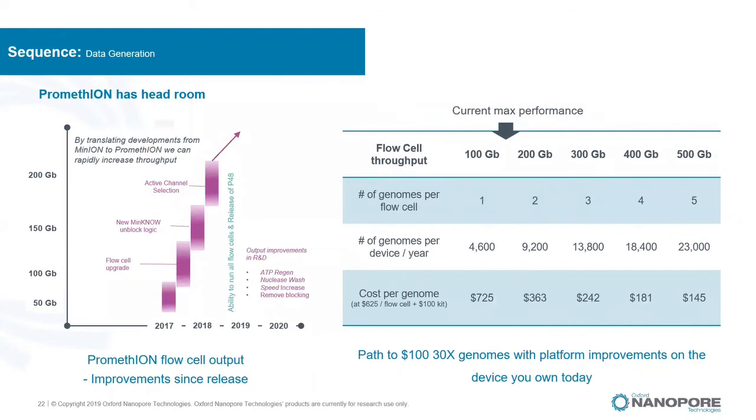For the PromethION, we started shipping flow cells in 2017. At that time we were at roughly 50 gigabases, and now throughput is increasing. People see 50, 100, and 130, and internally we hit 220 gigabases. So we still have a lot of room to increase the throughput on the PromethION.